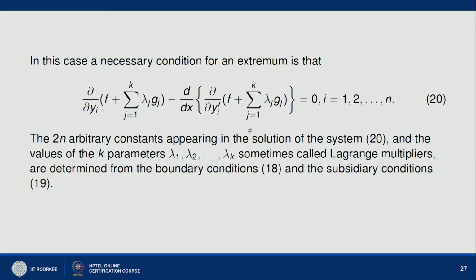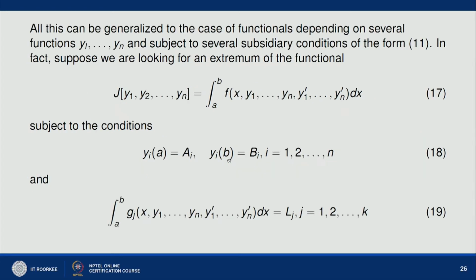Here, if you solve this differential equation, then we have 2n arbitrary constants appearing in the solution, and these parameters λ1 to λk are sometimes called Lagrange multipliers. We can obtain these 2n arbitrary constants by the boundary conditions, and the k arbitrary parameters λ1 to λk can be obtained by the condition that the integral from a to b of gj dx equals λj lj.